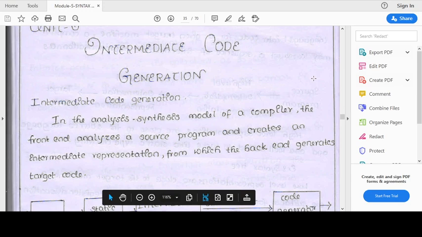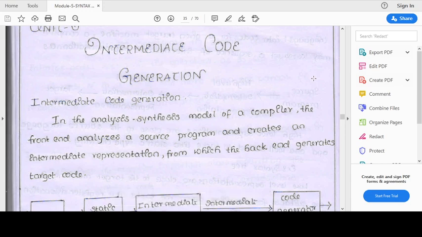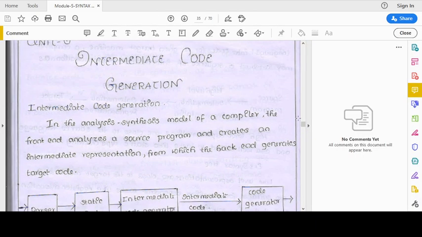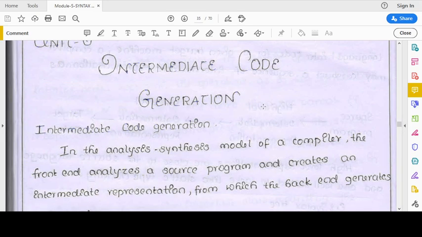Alright then, so the chapter which we're going to start is intermediate code generation, and this is the last but one topic when it comes to module 5. A few of the important topics are how to convert, or what happens when we have a parse tree or a syntax tree. How exactly will it be converted into machine code, right? Those are the topics which we're going to see today in the class.